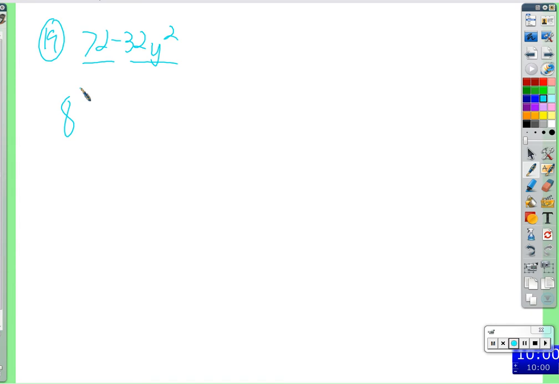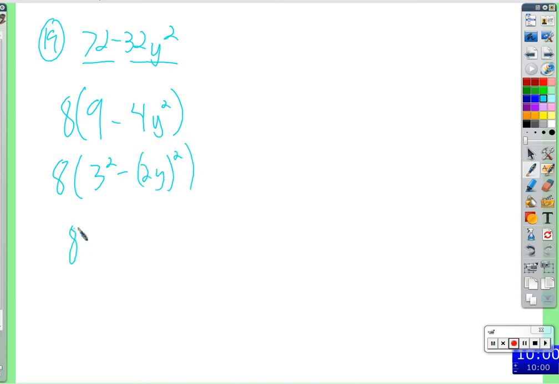A times what? 9. A times 9. 32 is 8 times 4. 9 is a square number. 4 is a square number. Y is a square. Okay, so these are both squares. This is 3 squared minus 2y squared. 3 plus 2y. Factor out the thing that it has in common, and then maybe it'll turn into a difference of squares after that.